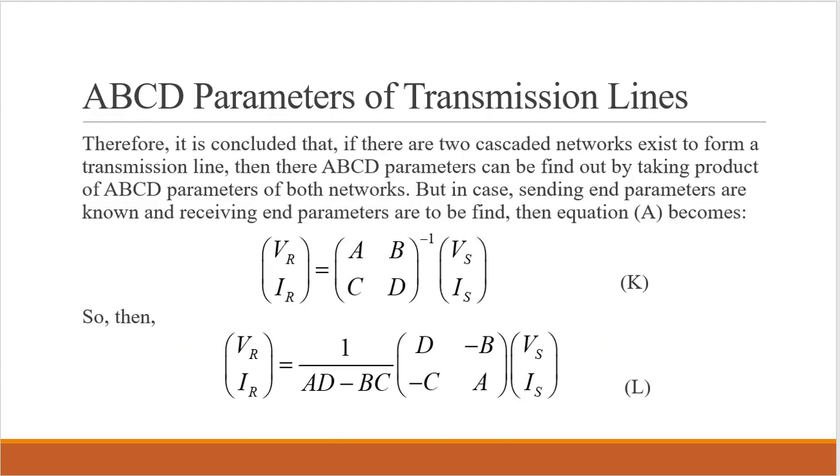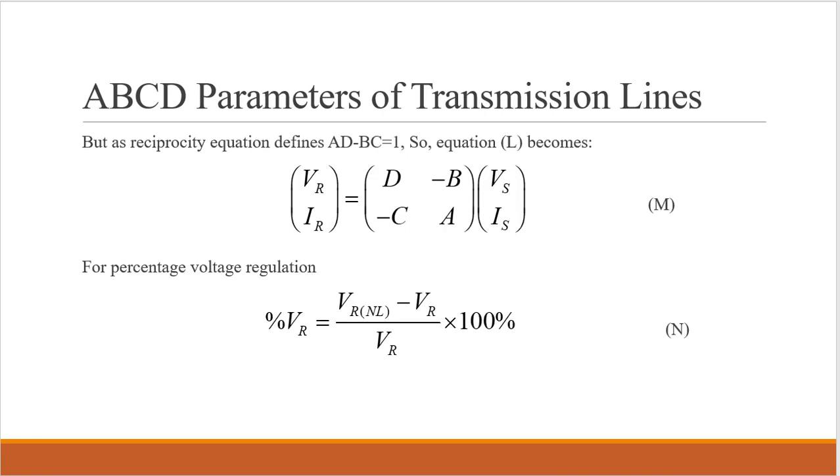Therefore when I place AD minus BC equal to 1 in this equation L, I find VR, IR equals D, minus B, minus C, A, into VS, IS, because this term gets equal to 1 and is multiplied with this in order to obtain this whole term, as I have obtained in equation M.